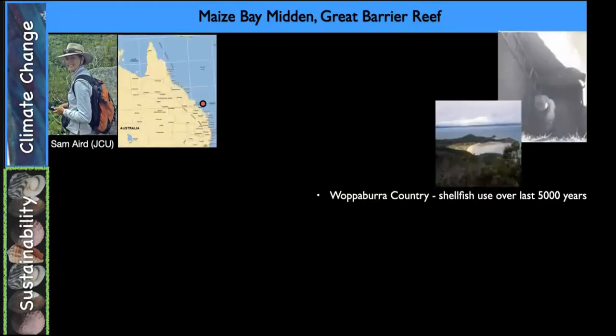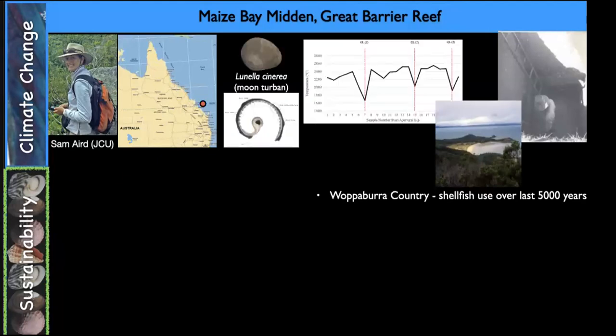So Sam's done some really interesting work in the Southern Great Barrier Reef, both calibrating different species as environmental proxies and reconstructing seasonal shellfishing practices in Wopabara country in the North Keppel Island group over the last 5,000 years. She found that one species in particular, the moon turban shell, Lunella cinerea, can be used to reconstruct high-resolution climate and seasonal foraging records in this region.